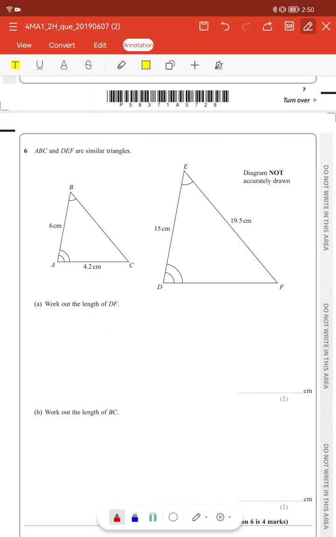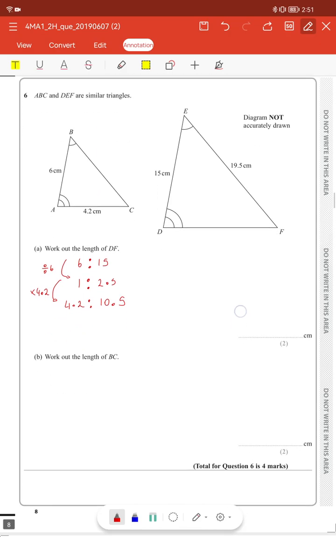Now these triangles are similar, so 6 to 15. Find the ratio, so we can divide that one by 6, so 15 divided by 6 would be 2.5, and then the corresponding side is 4.2. So we do times it by 4.2, and we get 10.5. So from here to here, we divide each side by 6, and then we times each side by 4.2.